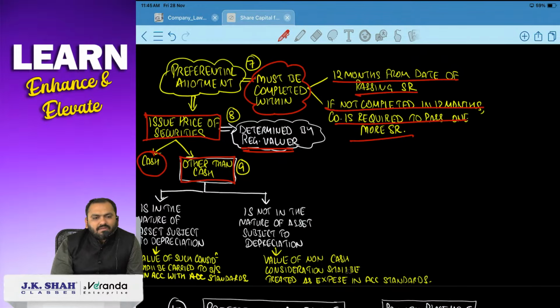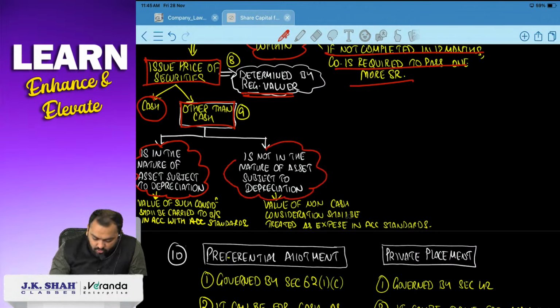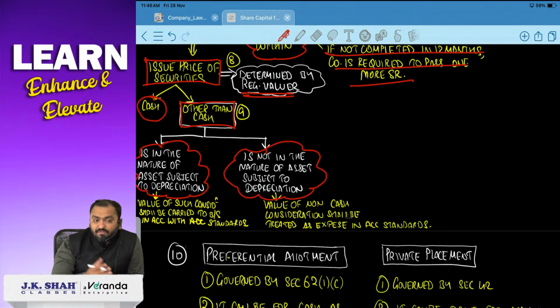Now whatever the company is getting, that can be in the nature of an asset, or it cannot be in the nature of an asset. Both possibilities are there. For example, if the company is making preferential allotment and in return is getting some property, intellectual property or any other asset, that is in the nature of an asset.